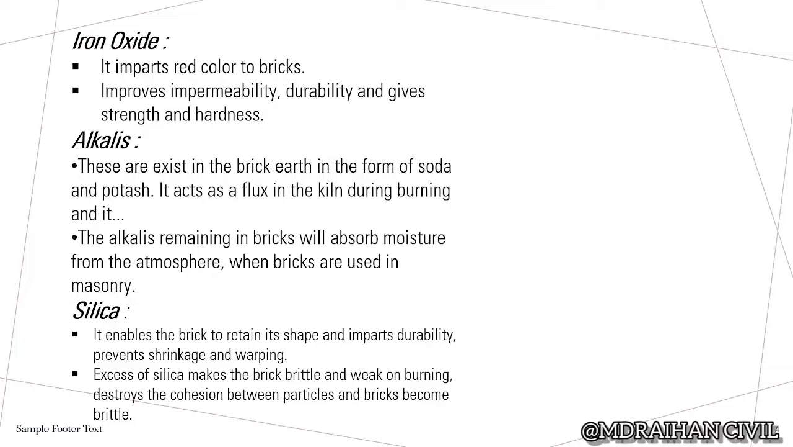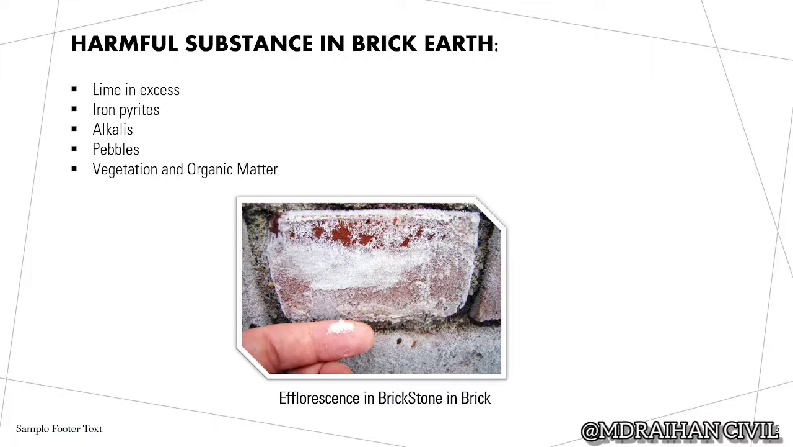Silica enables the brick to retain its shape and imparts durability, preventing shrinkage and warping. Excess of silica makes the brick brittle and weak on burning, destroying the coherence between particles, and the bricks become brittle. Harmful substances in brick earth: lime in excess, iron pyrites, alkalis, pebbles, vegetation and organic matter.